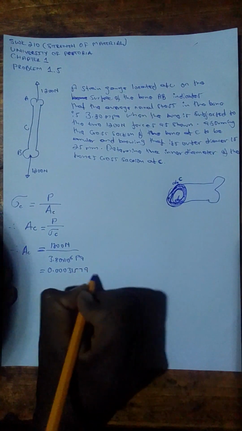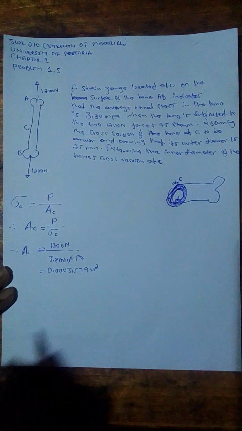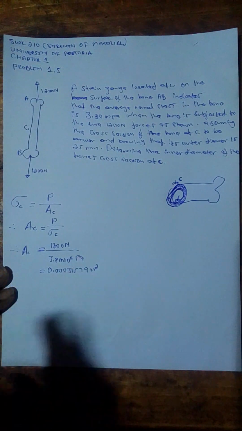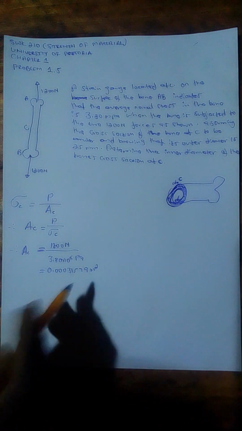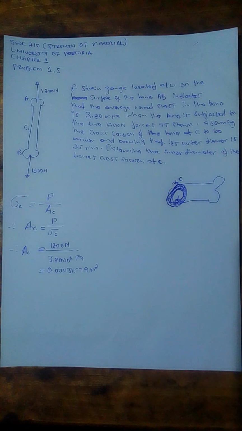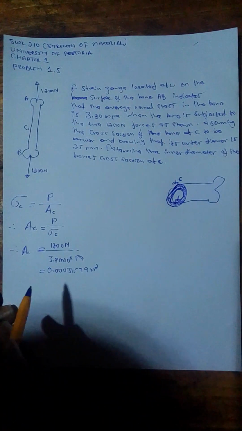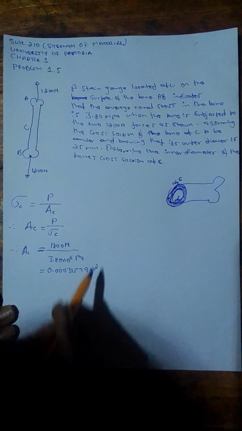0.000031579 meters squared. This is simply because pascals is Newton per meter squared, and by mathematics, if Newton all over Newton per meter squared, the newtons will cancel and we'll be left with the meter squared. Now we have found a way of calculating the area.